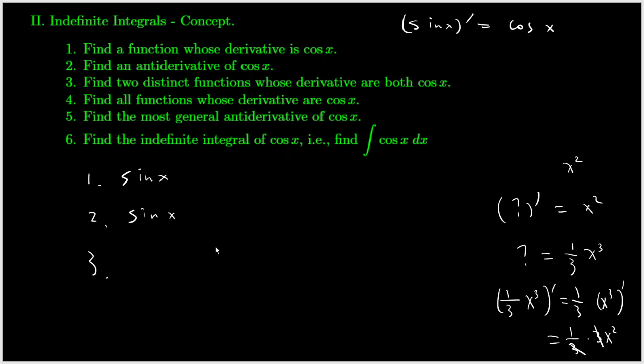We have seen sine of x is one particular antiderivative of cos of x. I want to repeat, we have seen sine of x is an antiderivative of cos of x because the derivative of sine of x is equal to cos of x, right? In question 3, I'm looking for two different antiderivatives of cos of x. Sine of x is one of them, so we'll count that.